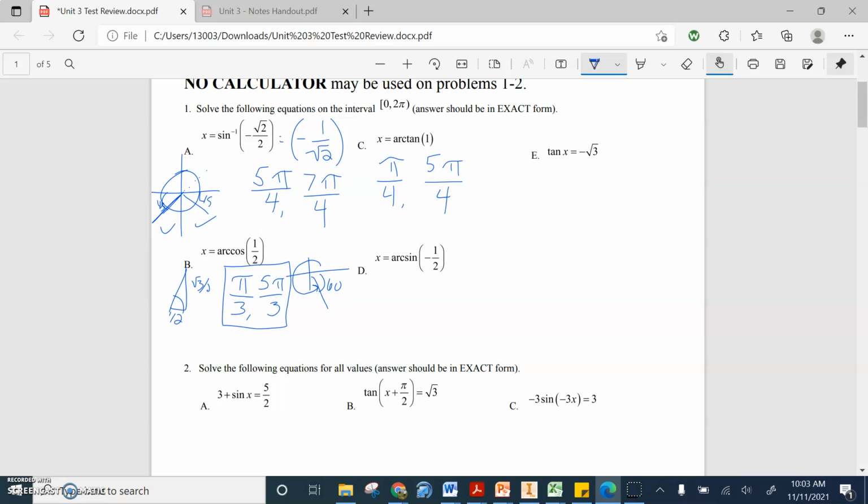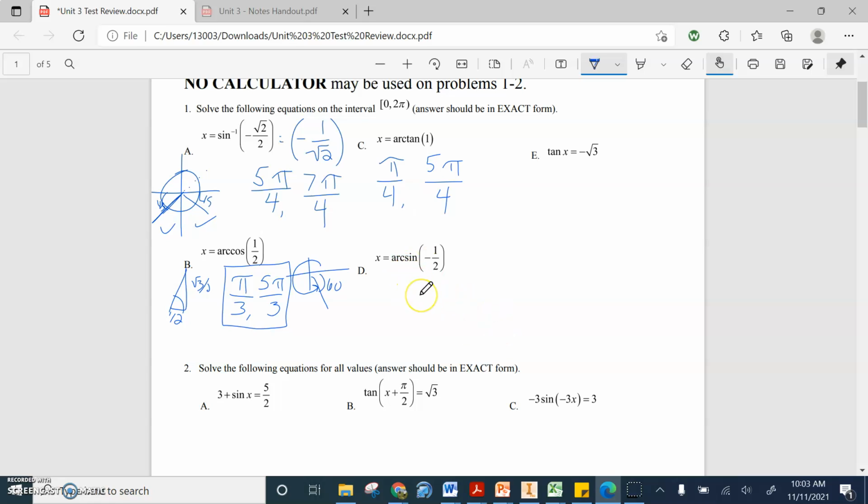And the reason it's 5 pi over 4 is we have to have sine and cosine both the same sign. In quadrant 1, they're both positive. In quadrant 3, they're both negative. So the reference angle, but also sine and cosine negative, that's 5 pi over 4.